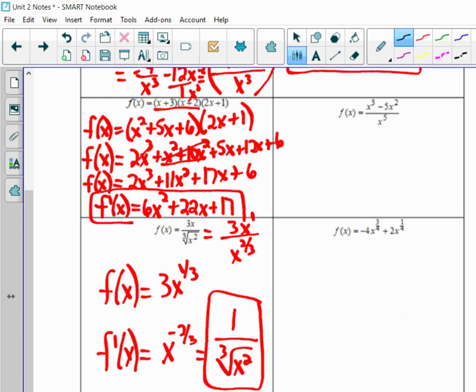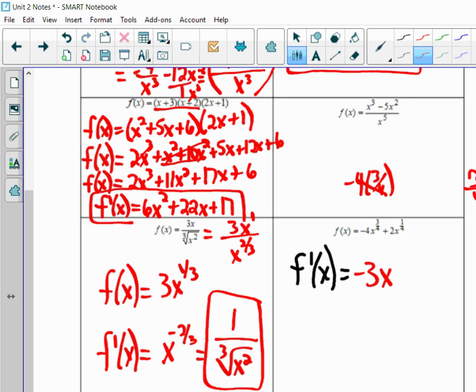What about the last one here? f of x equals negative 4x to the 3/4 plus 2x to the 1/4. Again, this one we actually can start, but then we're going to have to deal with simplifying it, right? So f prime of x, negative 4 times 3/4. If you need to write it out, negative 4 times 3/4, the 4's cancel. So you get negative 3x.